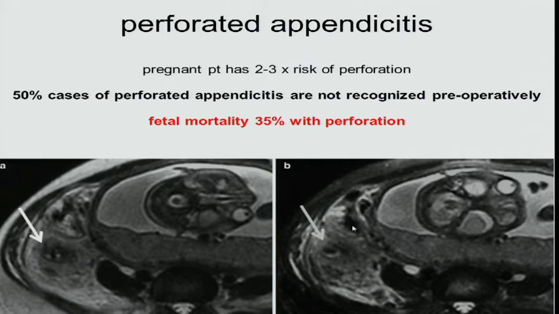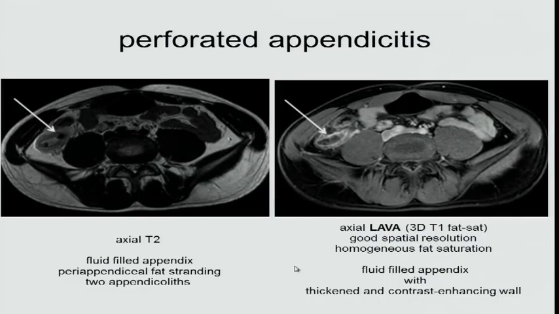Okay, so perforated appendicitis. A pregnant patient has 2 to 3 times the risk of perforation, and perforation is associated with a 35% fetal mortality. So this is a very bad situation for everybody involved. Here we see a big phlegmonous mass with probably an appendicolith, fluid in the appendix, fluid even out in the abdominal musculature. There's such a large amount of fluid that you would have to worry about a perforation. It can be tough.